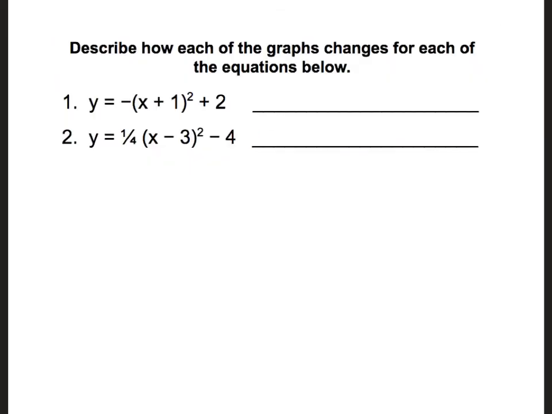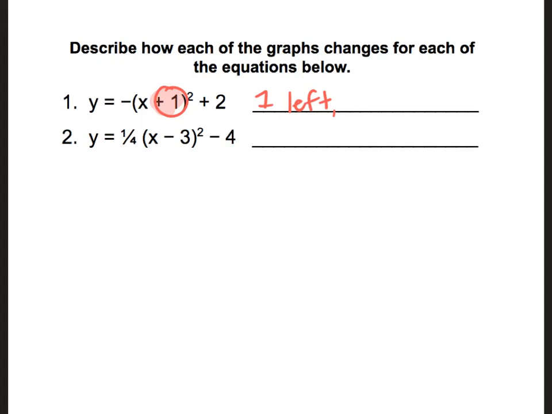Alright, now we're going to describe how each of the graph changes for each of the equations below. Notice that there's more than one change because there's lots of things happening with my graph. So the first thing I notice is if we have x plus 1 on the inside of my parentheses. Remember that number on the inside moves it left and right. So I know this one is going to go 1 to the left because 1 was positive here.